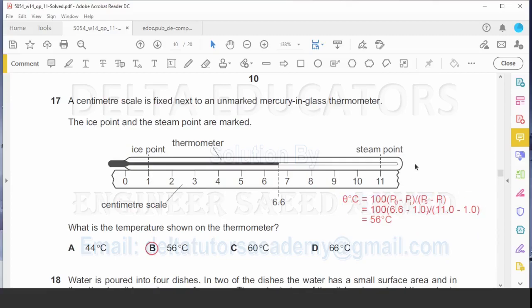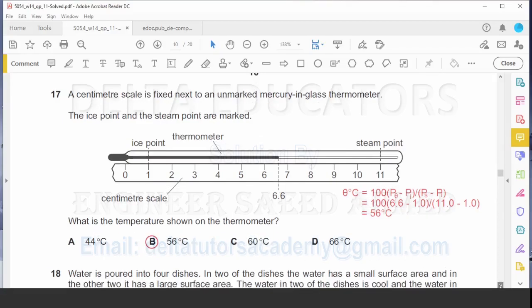Now we have to substitute the values. In place of p theta, we have substituted 6.6. Pi is 1, Ps is 11. So by solving this one, we will get the answer 56 degrees centigrade. And 56 Celsius is given in option B. So our correct option is option B.